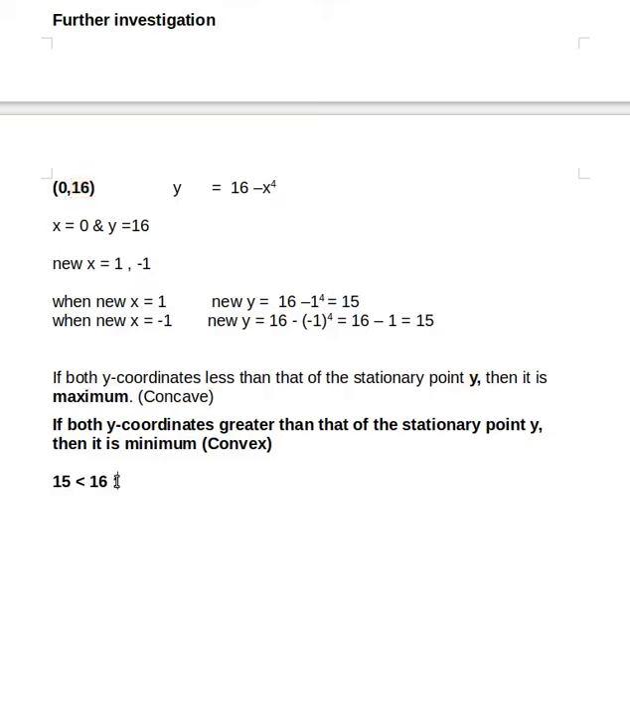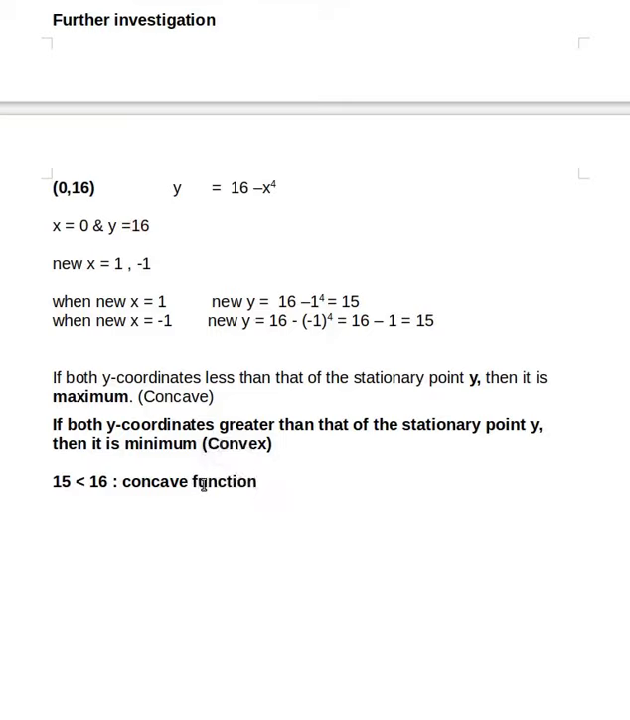If it is like that, then what will we get? We will get a maximum, or a concave. And if the new y coordinate is greater than or equal to the stationary point, then it is minimum. We can consider it as convex. So here the new y coordinate is less than the stationary point y, so we can say it is a concave function.